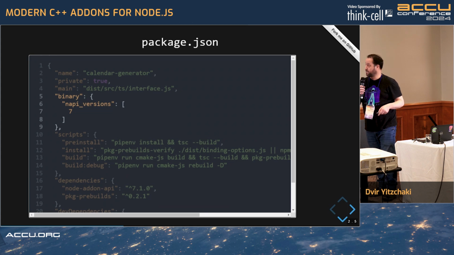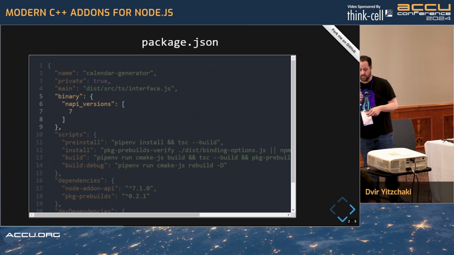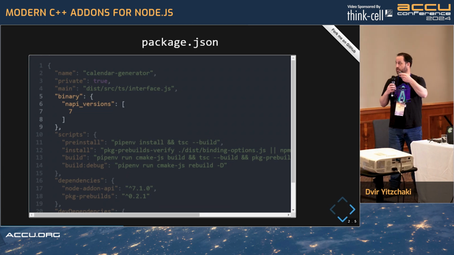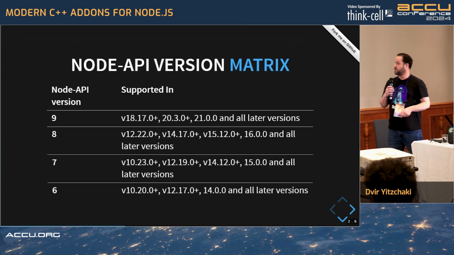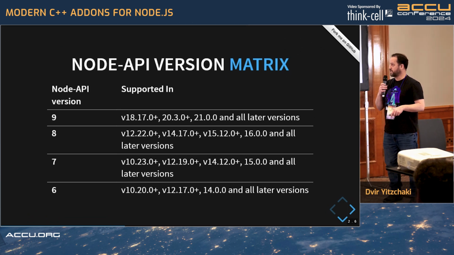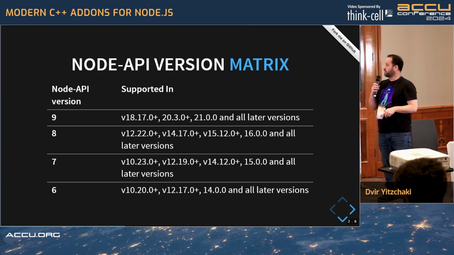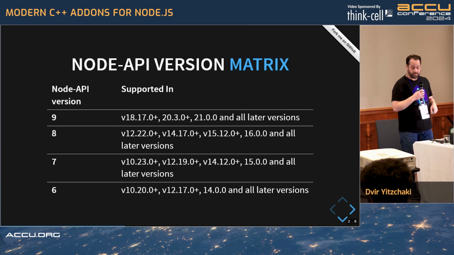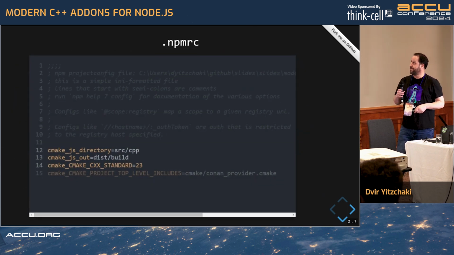Now, every Node.js API has a version attached to it, which basically means what Node.js versions you will be able to use this add-on with. There's a nice table in the Node.js documentation that tells you that if you use version 7, for example, which is what I'm using, you will support whatever Node.js version you want. All right.